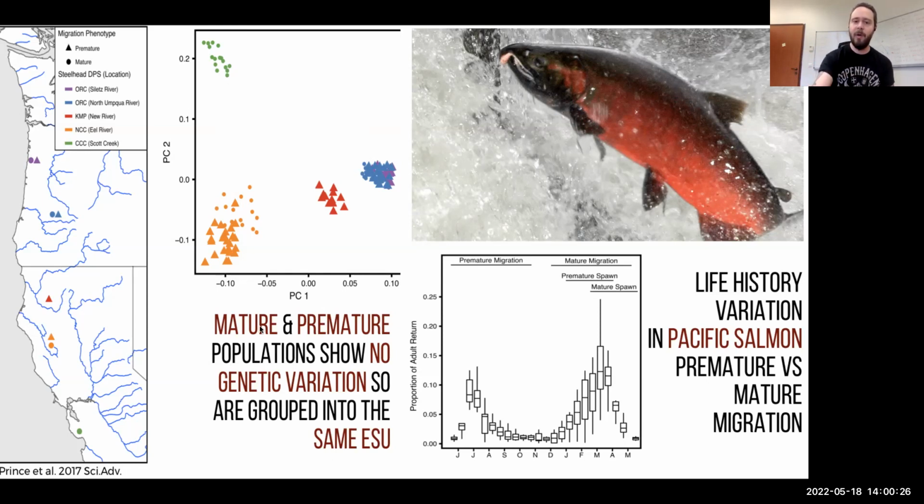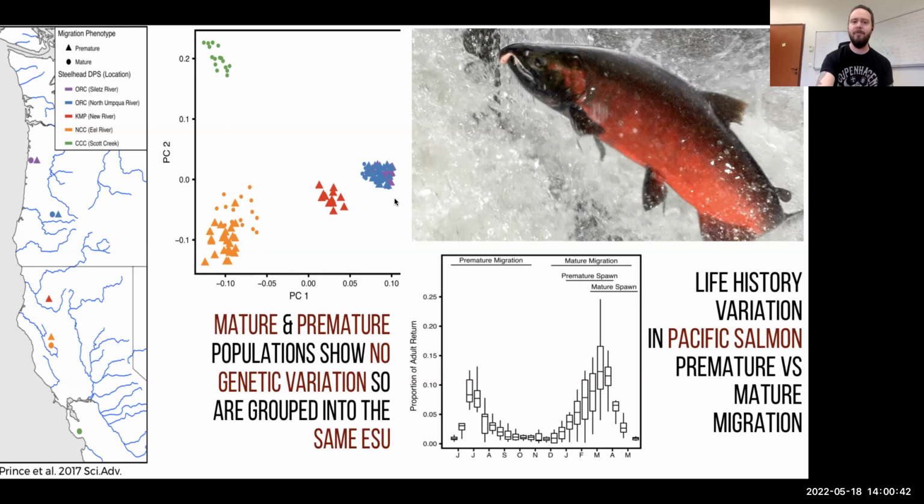And when you look at overall genetic diversity patterns, here we have, as you can see, lots of different lakes and lots of different areas where you can find both the mature and the premature form. So the triangle is the premature form and the circle is the mature form.